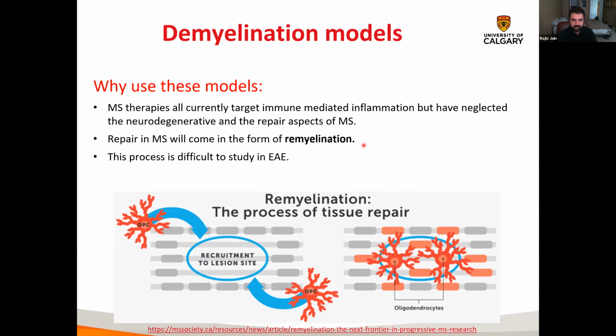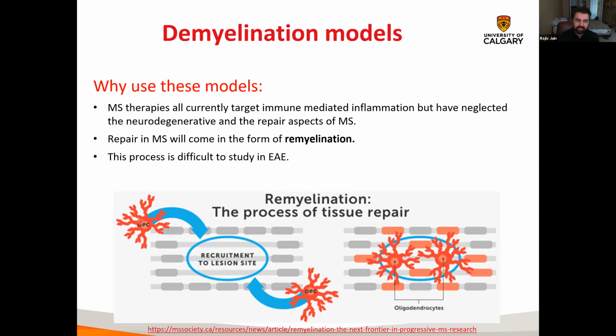Which brings us into the advantages of using demyelination models. So why would we care about using these demyelination models? Well, currently MS therapies pretty much just target the immune system. We've kind of neglected the neurodegenerative and repair aspects of MS, where repair in MS would pretty much come in the form of remyelination.